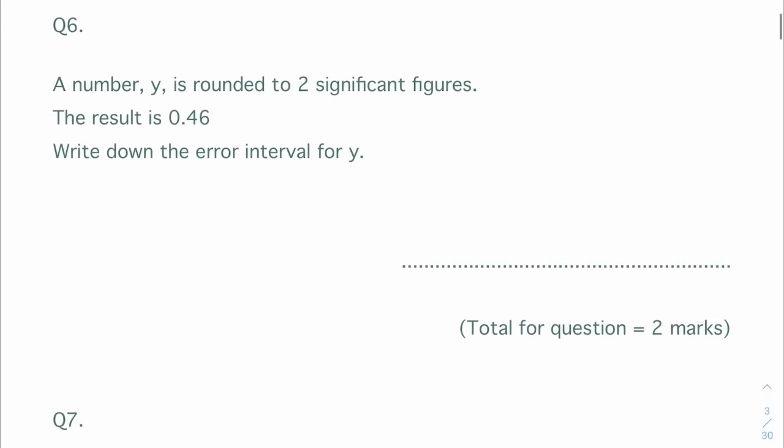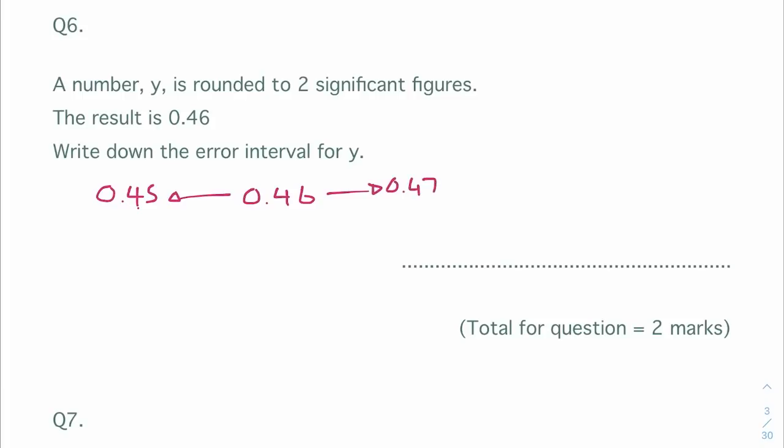A number y is rounded to 2 significant figures and the result is 0.46. Write down the error interval for y. So for this question, we're thinking about what is in between 0.46 and the decimals either side. So before 0.46 you'd have 0.45 and after 0.46 you'd have 0.47.